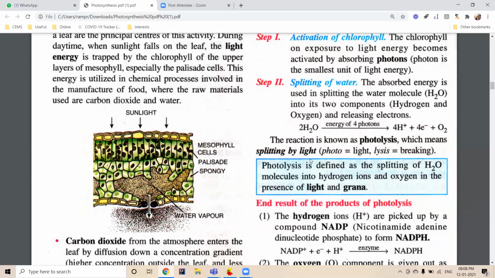Since we are breaking or splitting water, it is also called photolysis. Lysis means breakdown, photo means light. So we are splitting the water by light.